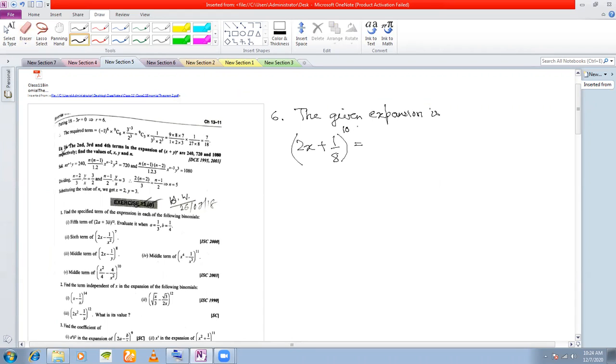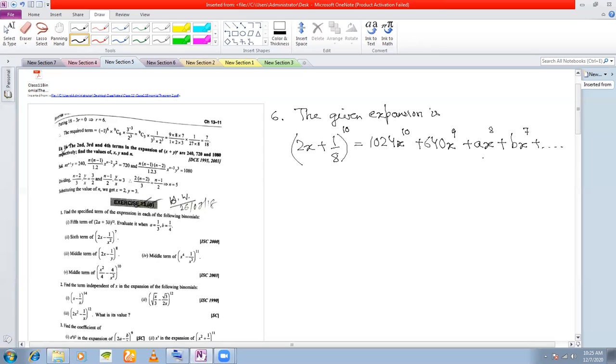is equal to 1024 x to the power of 10 plus 640 x to the power of 9 plus ax to the power of 8 plus bx to the power of 7 and so on. Okay, this is the expansion that is already given to you. Okay, now comes the question. Calculate the numerical value of a and b.